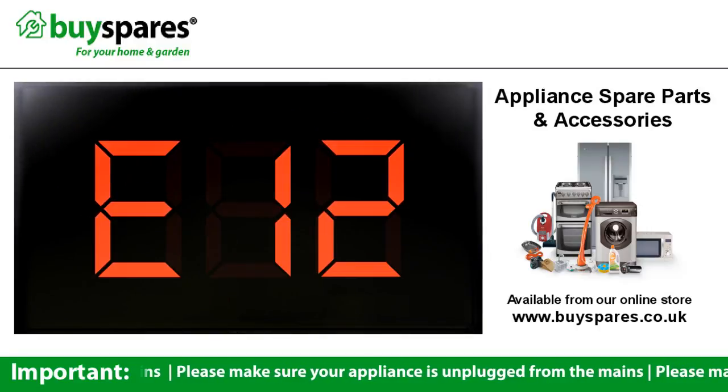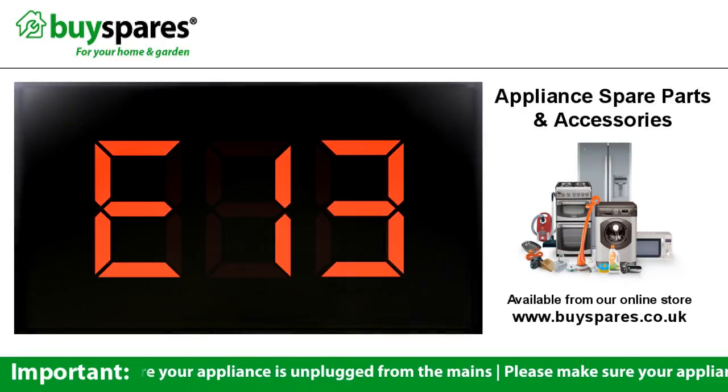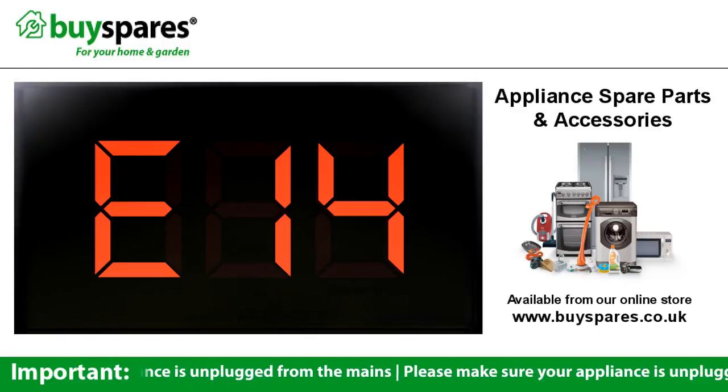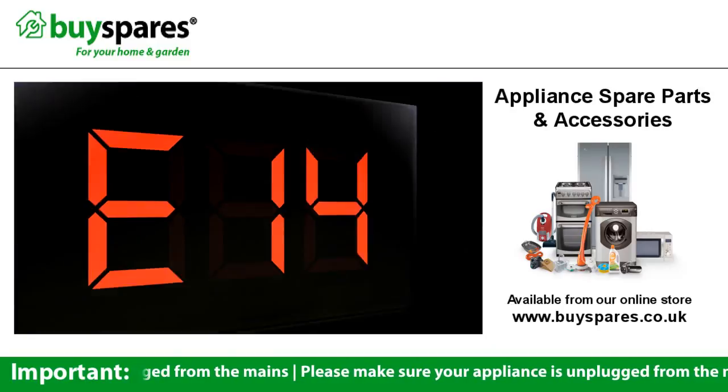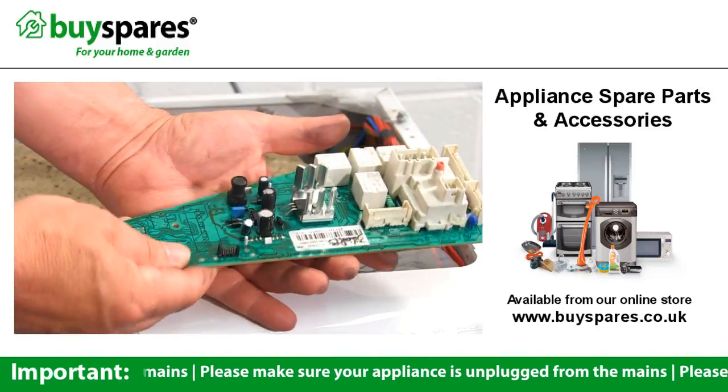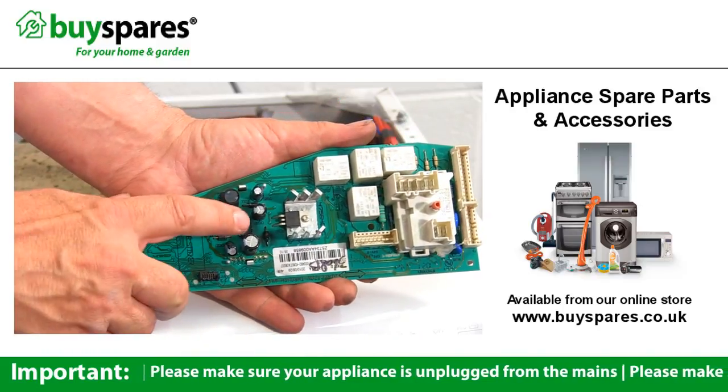E12 error suggests a PCB communication error or open circuit dryer heater / sensor or module. E13 error suggests a faulty PCB. E14 error suggests a PCB or heater / NTC fault. E15 error suggests the PCB is not programmed or its memory chip is corrupted.